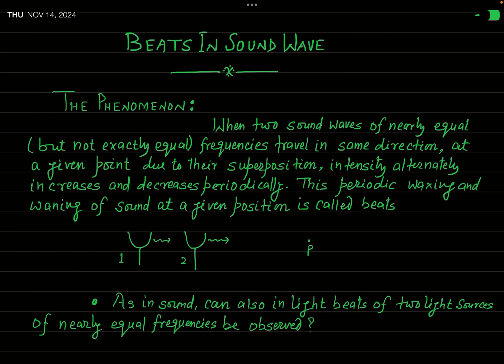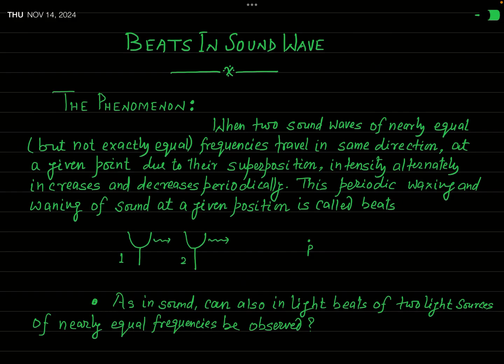So you can say that beats is simply the temporal interference. Here position is fixed but time varies, and in the case of interference you have discussed that time was fixed but position was different. So this is the basic difference between beat formation and the phenomenon of interference.